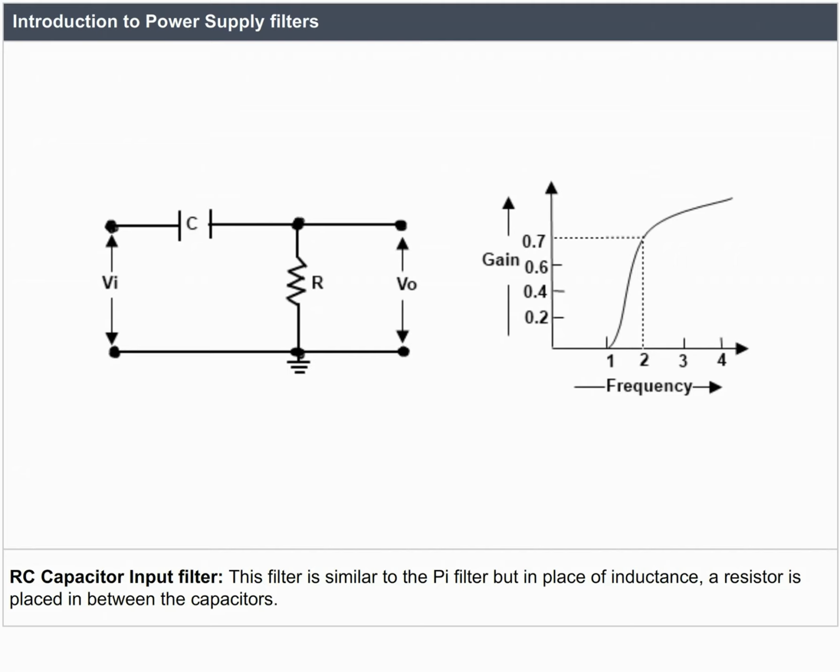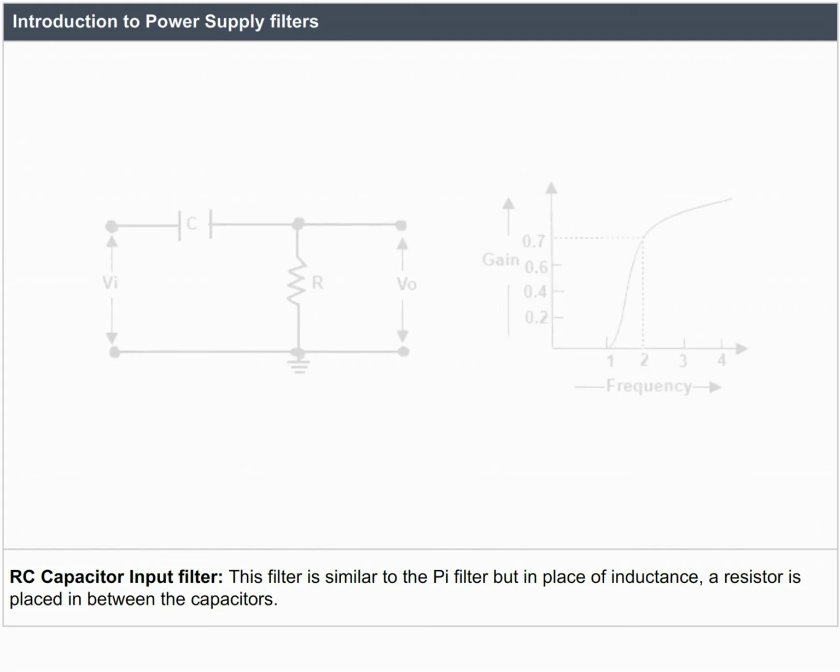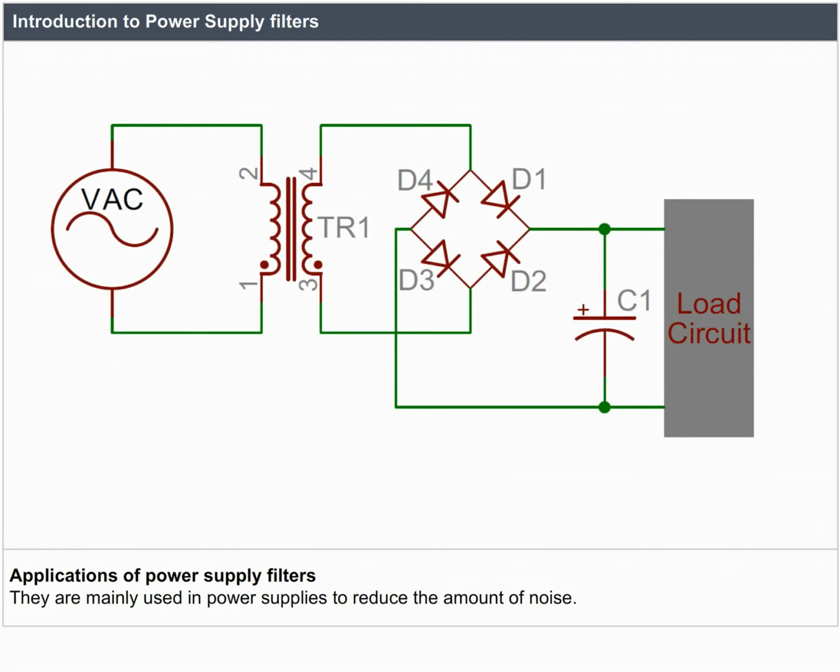RC capacitor input filter. This filter is similar to the pi filter, but in place of inductance, a resistor is placed in between the capacitors. Applications of power supply filters. They are mainly used in power supplies to reduce the amount of noise.